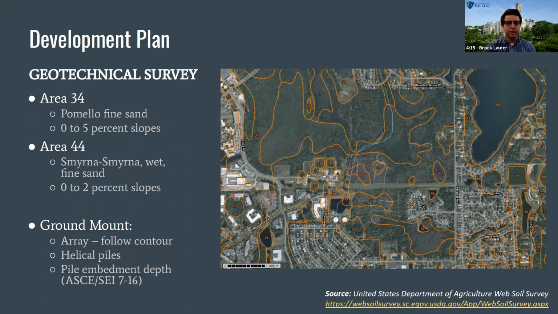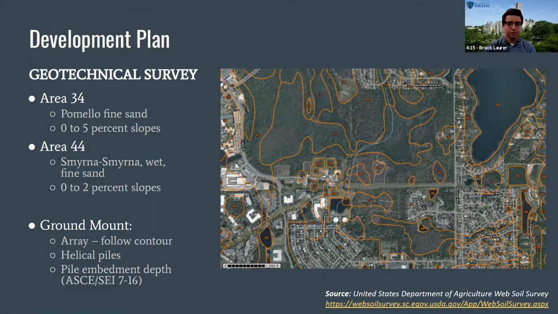Near the center of this figure, there are 2 areas that are considered. The first one is area 34, which is inside the bubbled regions, and area 44 is outside the bubble. Generally, we conclude from the data we collected that these 2 areas are primarily comprised of fine sands with approximately 0 to 5% slopes. For the construction implementation, our team would recommend for the array to follow the contour of the land. This method is very cost effective since additional contractors do not have to be hired for excavation and fill to provide a smoother surface on the land.